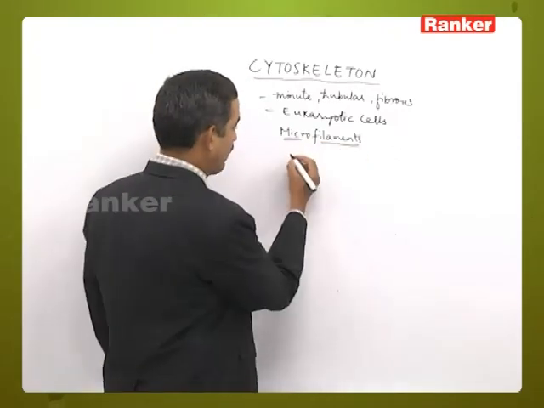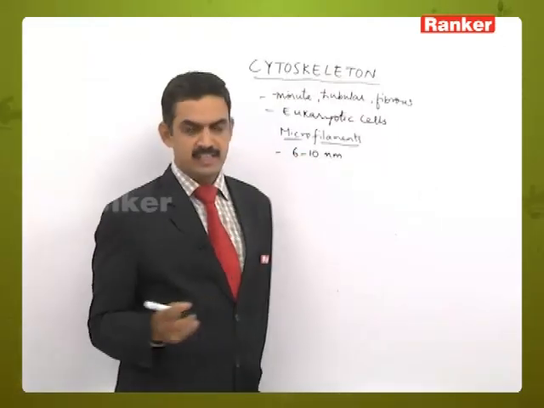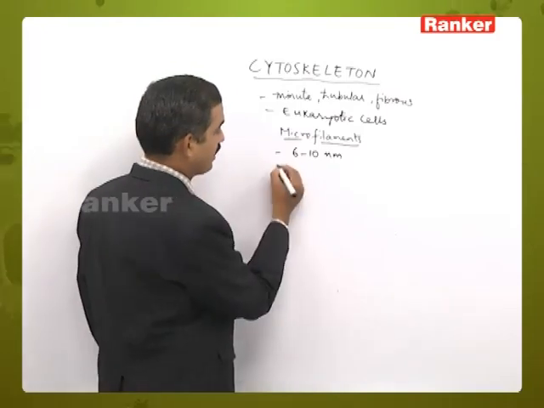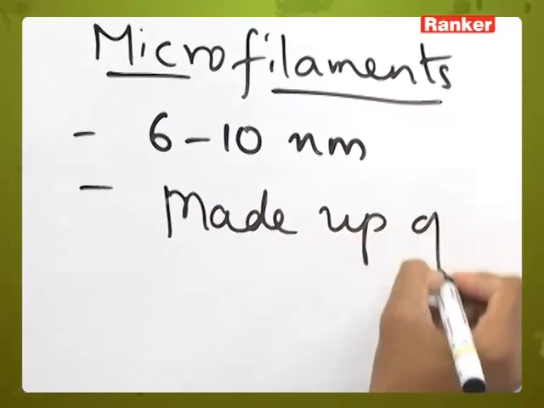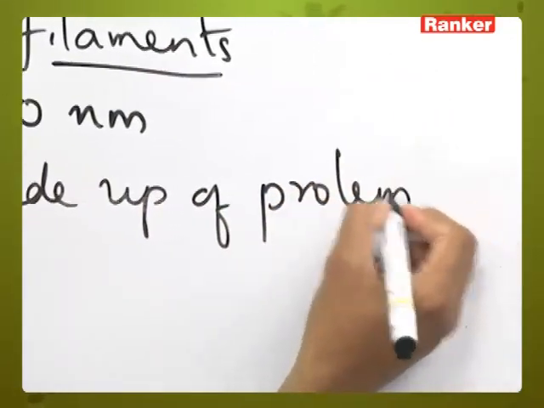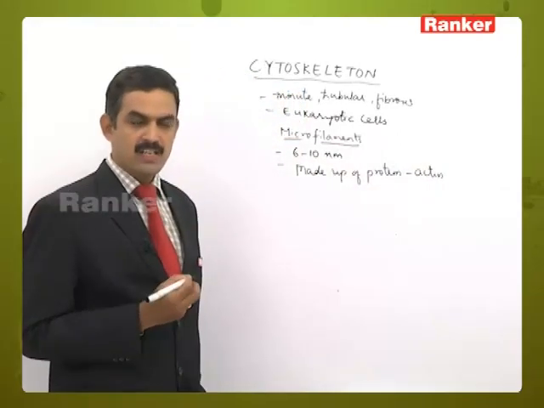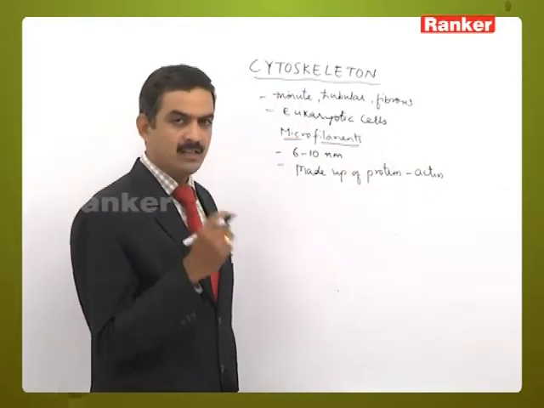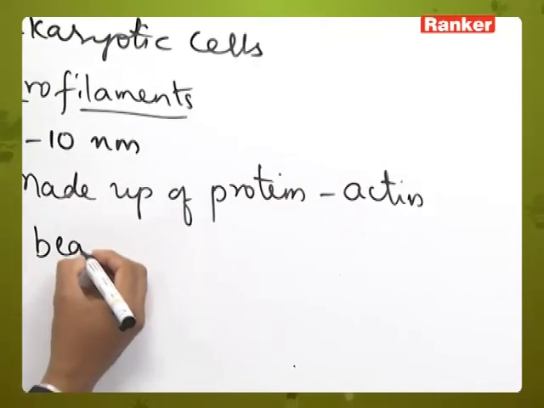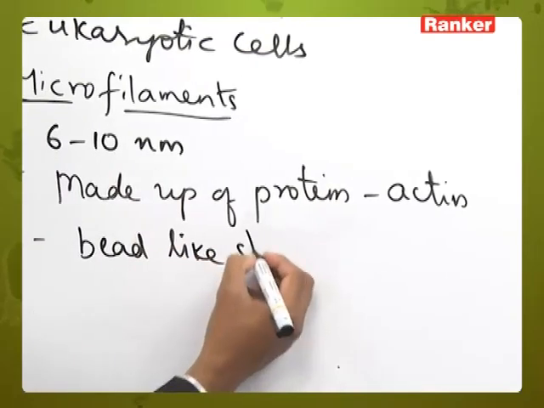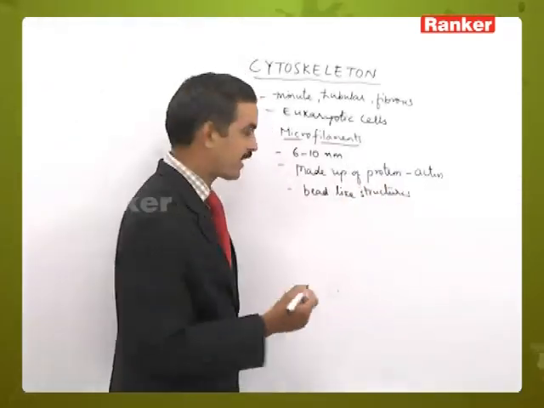Microfilaments are structures of nearly 6 to 10 nanometers in thickness, and these are made up of a protein called actin. They are nearly rod-like in organization, but they appear helical in nature because of the bead-like structures. These bead-like structures form a helical-like organization.